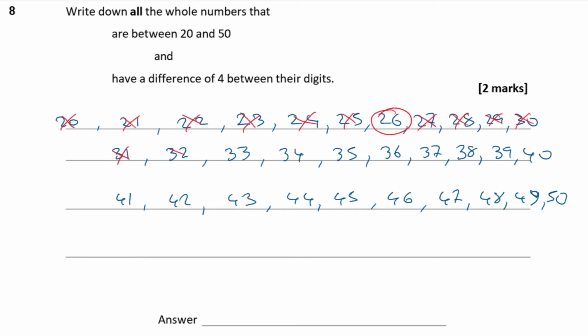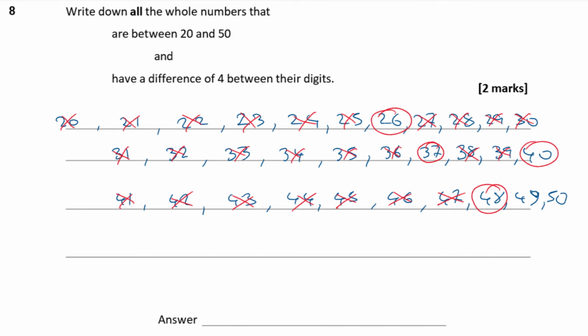That's got a difference of 2, that's got a difference of 1, that's got a difference of 0, 1, 2, 3. 37, 7 take away 3, that's 4. 38's got a difference of 5, difference of 6. Oh, that's got a difference of 4 as well, 40. 41 has got a difference of 3, a difference of 2, a difference of 1, a difference of 0, 1, 2, 3.